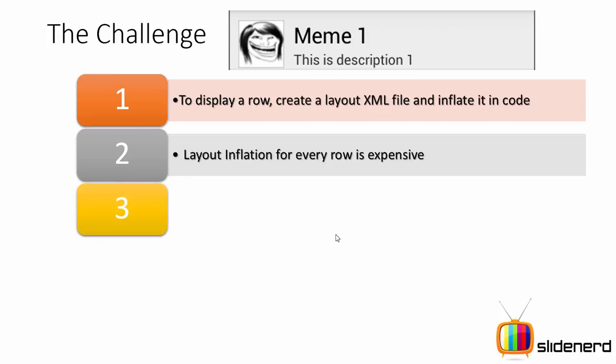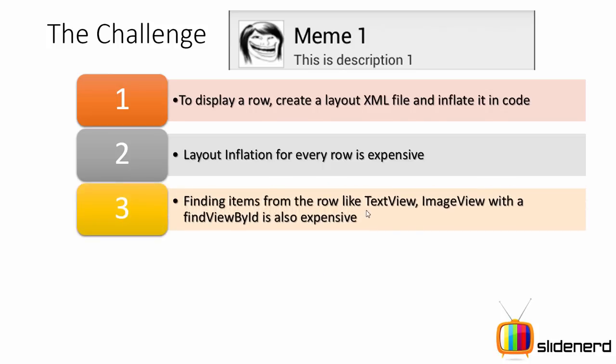And the third part is about how the items like text view and image view are going to get values. At this point, after you perform the layout inflation in step 2, what you basically have is a reference to your layout file. But you need to find this text view and this image view if you want to supply the proper values to them. And for that, you'll use the find view by ID method, if you guys remember. But doing this every time is again pretty expensive.